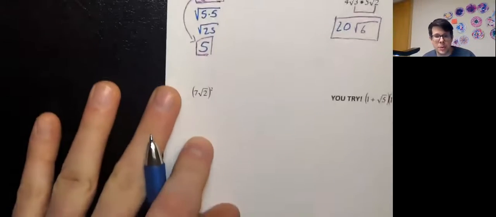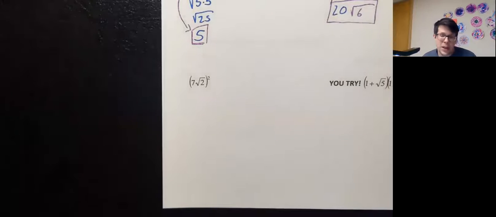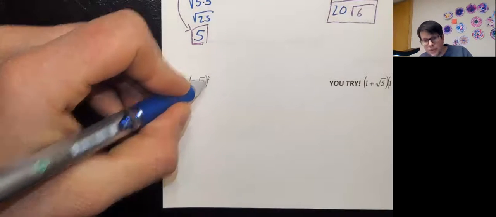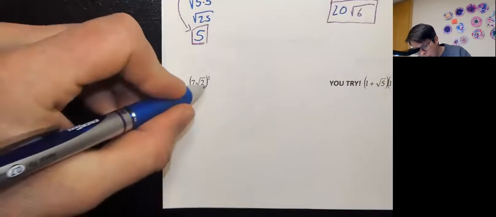Let's try another one that's very similar to that. Here's this guy right here. This has 7 root 2 squared. Okay, so now there's a couple of different ways to take care of this, but I'm going to do this probably the most old school way, and it's because I want you to be thorough. I don't want you to take too many shortcuts, because sometimes shortcuts can really burn you, especially when they have to do with powers.